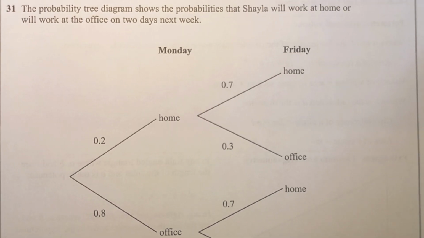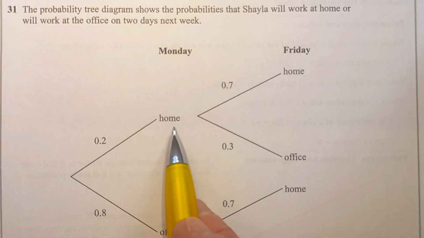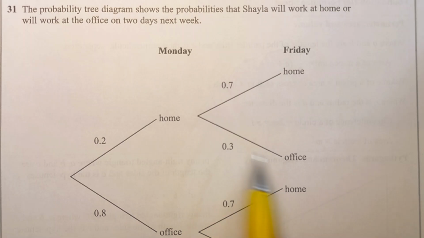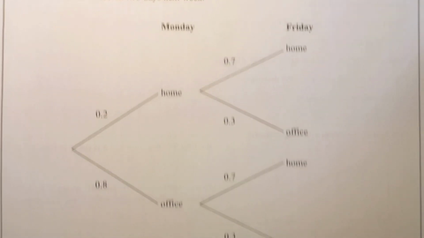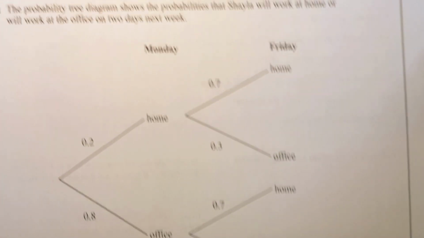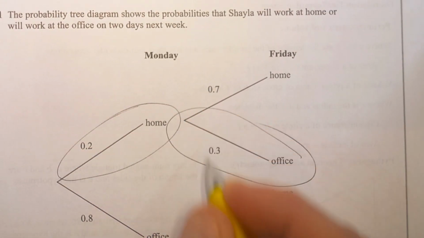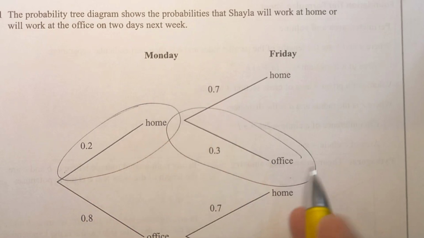Question 31. It's the final question. The probability tree diagram shows the probabilities that Shayla will work at home or will work at the office on 2 days next week. Okay, so on Monday, 0.2 probability that will work at home, 0.8 work in the office, and then we've got different probabilities for Friday. Work out the probability that Shayla will work at home on Monday and work at the office on Friday. So home on Monday, office on Friday. So it's this route, only one path.